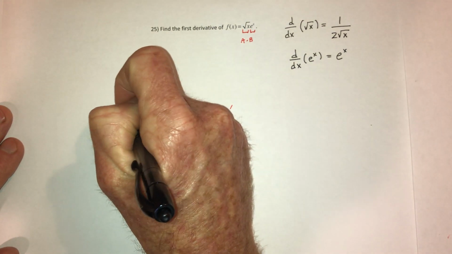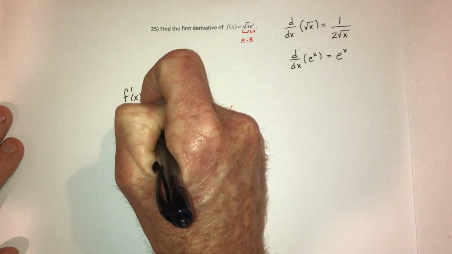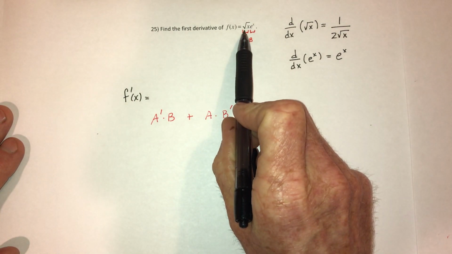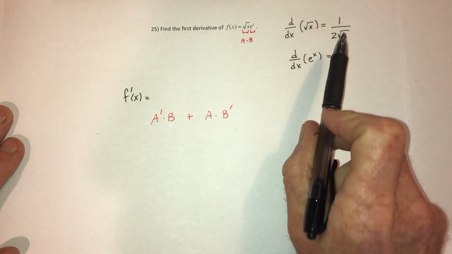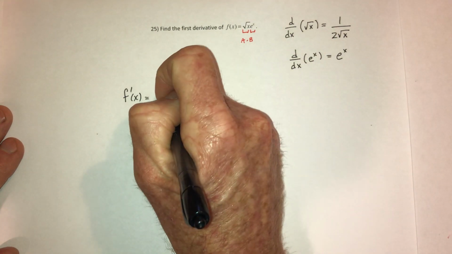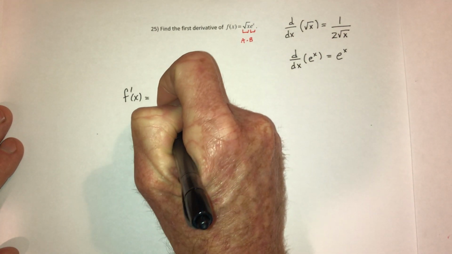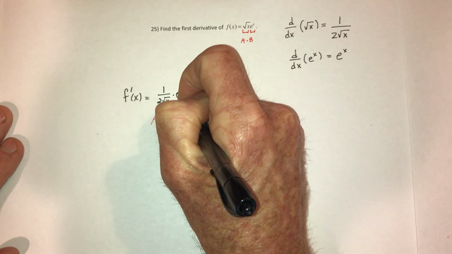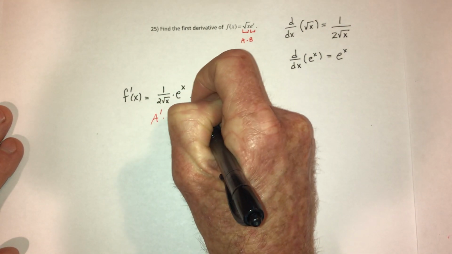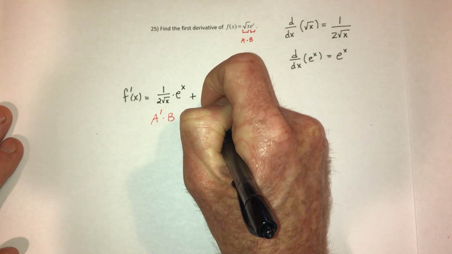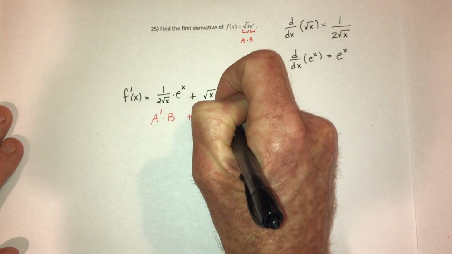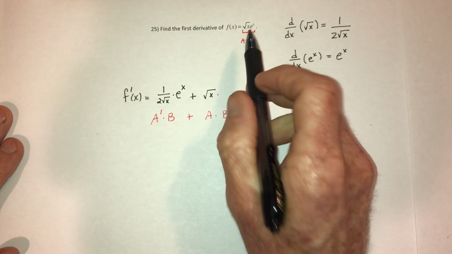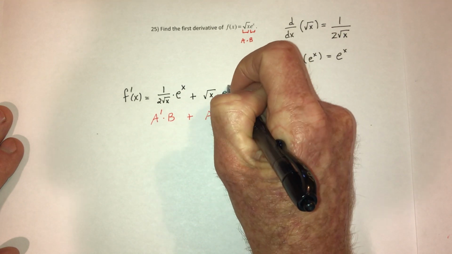So in this case, the derivative is going to equal, so take the derivative of the square root function, that's that one, and then leave the e function alone. Plus, now leave the square root function alone and take the derivative of e to the x, which is e to the x.